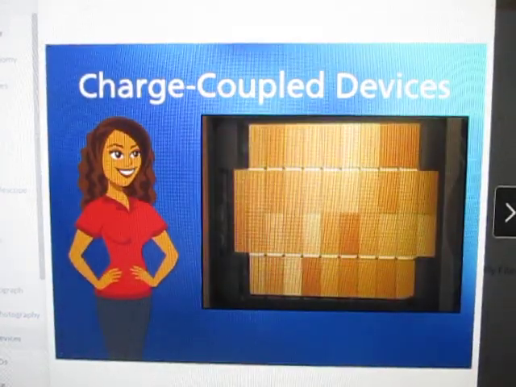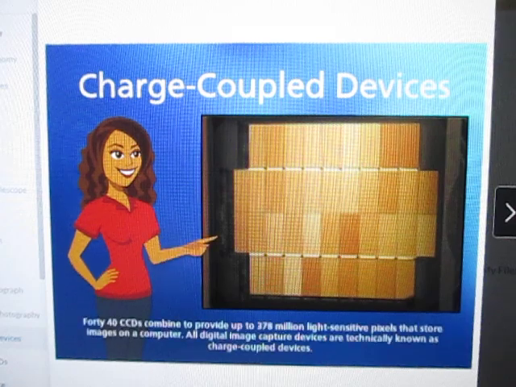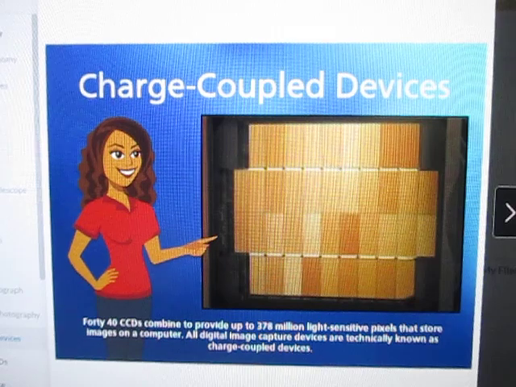A charge-coupled device is a specialized computer chip containing roughly 1 million microscopic light detectors. These are arranged in an array and are about the size of a postage stamp. In this image, 40 CCDs combine to provide up to 378 million light-sensitive pixels that store images on a computer. All digital image capture devices are technically known as charge-coupled devices. This includes all your phones. Every phone is a charge-coupled device recorder.